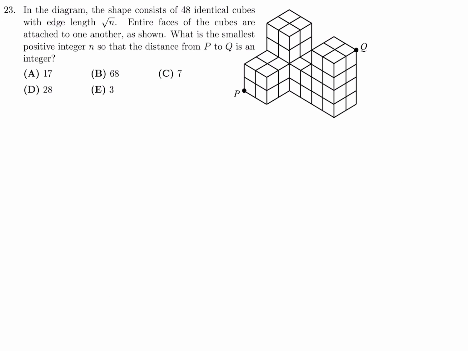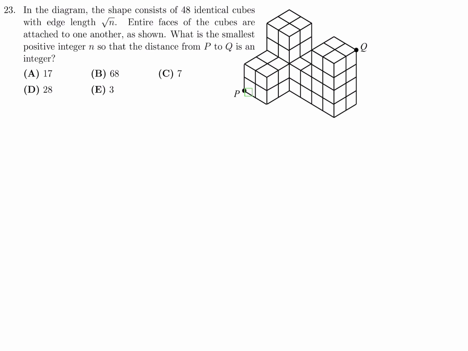In the diagram, the shape consists of 48 identical cubes with edge length root n. Entire faces of the cubes are attached to one another as shown. What is the smallest positive integer n so that the distance from P to Q is an integer?